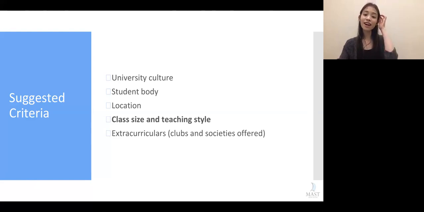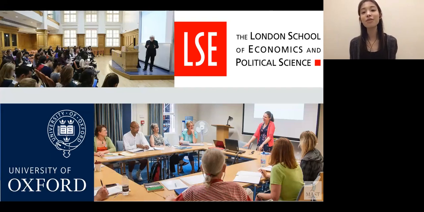Next is class size and teaching style. I touched on this a little before, but what I mean is that different universities have very different class sizes. For example, for LSE, as you can see in the photo here, their class size is very much bigger. It's one professor teaching around, let's say, 50 students.